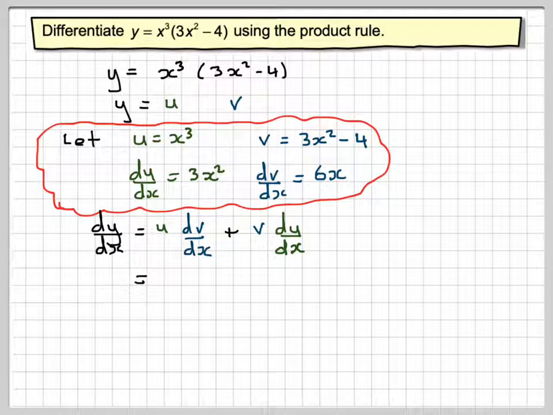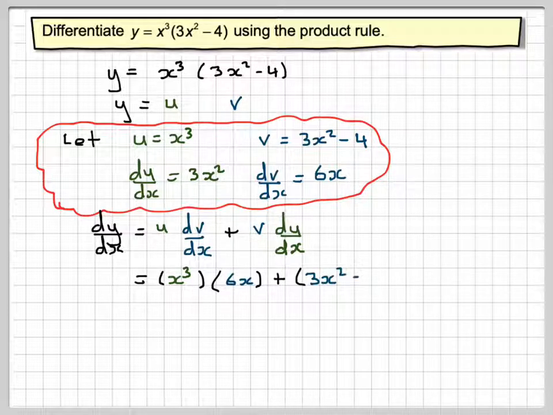So that's going to be u, which is x cubed, times dv by dx, which is 6x, plus v, which is 3x squared minus 4, notice my use of brackets here, times du by dx, which is 3x squared.